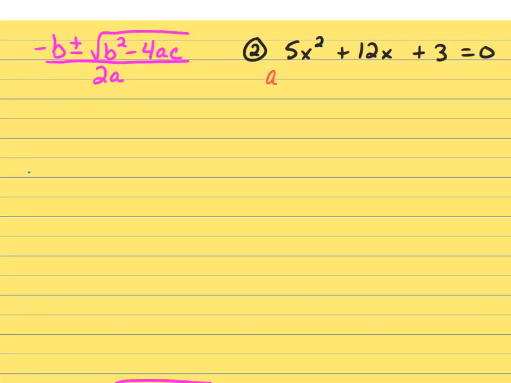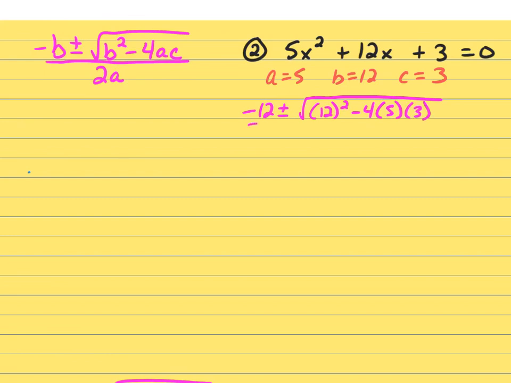Step number 1 is I always list the A value, which is 5, the B value, which is 12, and the C value, which is 3. Plug them in. Negative B would be negative 12 plus or minus the square root of B squared, which is 12 squared, minus 4 times A times C, all divided by 2 times A. Bring down everything but the discriminant, so I get negative 12 plus or minus the square root over 10.